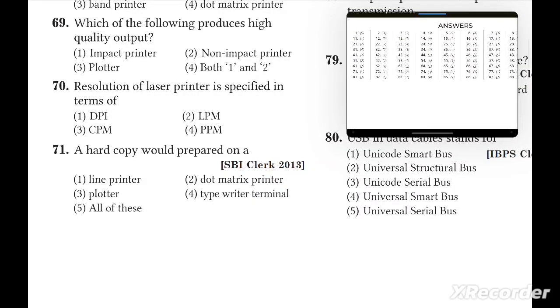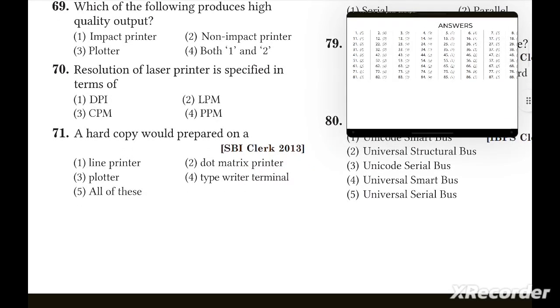Next question, a hard copy would be prepared on a: first, line printer. Second, dot matrix printer. Third, plotter. Fourth, typewriter, thermal. Fifth, all of these. The correct answer is fifth, all of these.